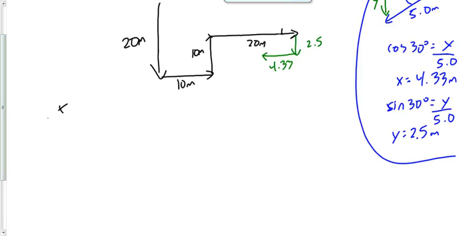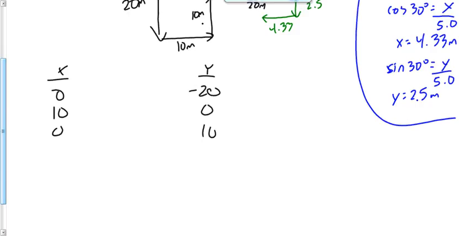X components, Y components. Tell me what the X component of that first vector is at 20 meters. 0. What's the Y component, Bruce? Negative 20. Good. What's the X component of the second vector there, Emily? 10. Good. And what's the Y component? 0. Good. What's the X component of the third one there, Logan? 0. And the Y component is 10. Good.